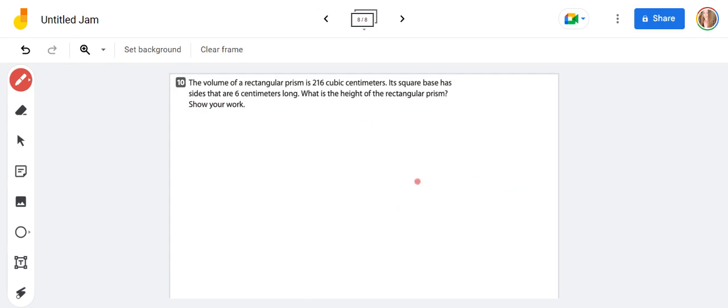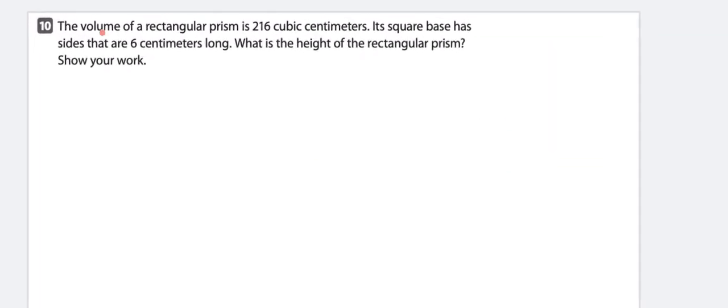Okay, let's take a look at this problem. The volume of a rectangular prism is 216 cubic centimeters. Its square base has sides, I'm going to underline and box that, that are 6 centimeters long. We want to know what is the height of the prism.